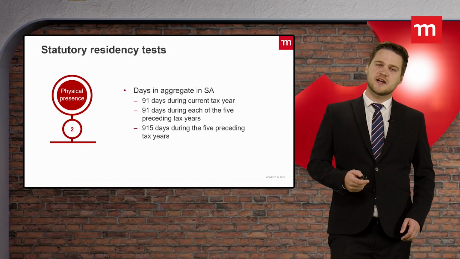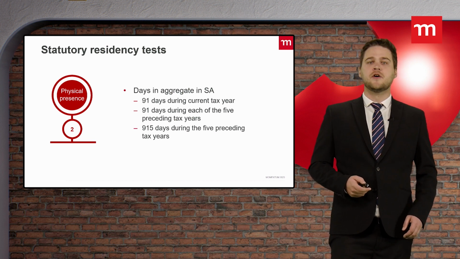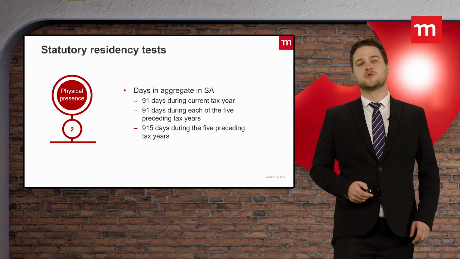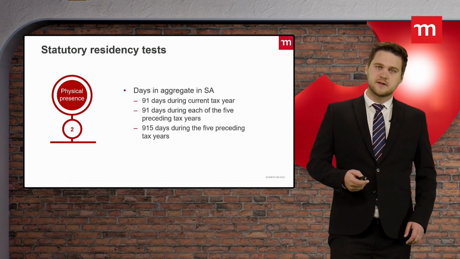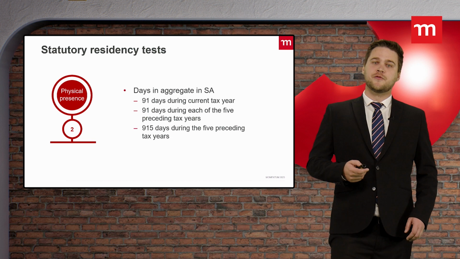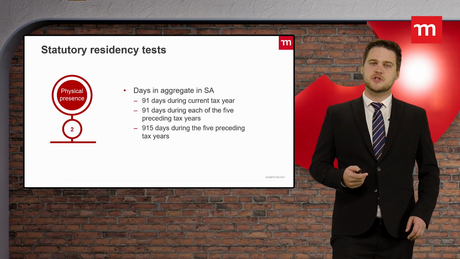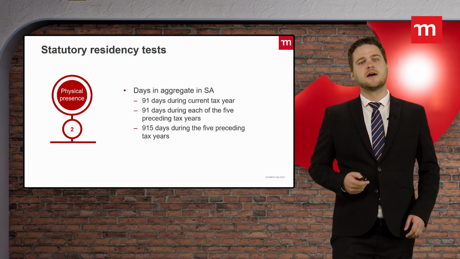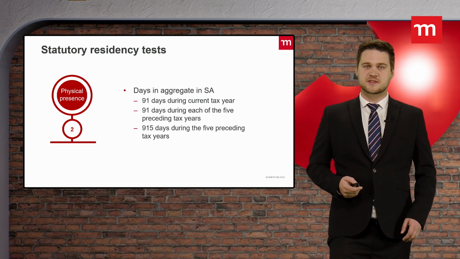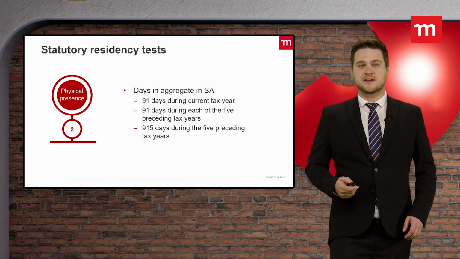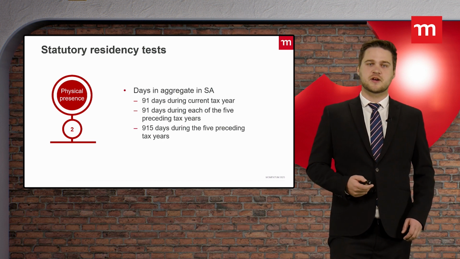Let's look at it practically for the tax year ending February 2024. The person must be present in South Africa for at least 91 days in aggregate between the 1st of March 2023 and the 29th of February 2024. And the person must also have been present in South Africa for 91 days in aggregate during each of the 5 preceding tax years. Thus, each year between the year ending in February 2019 and the year ending February 2023. And the person must have been physically present in South Africa for 915 days in aggregate between the 1st of March 2018 and the 28th of February 2023.